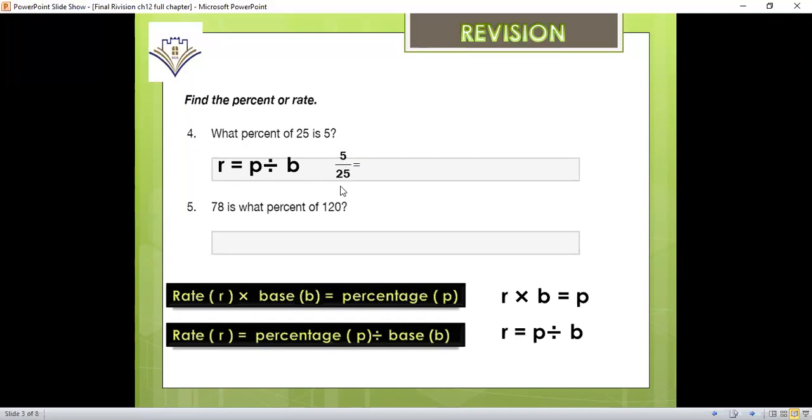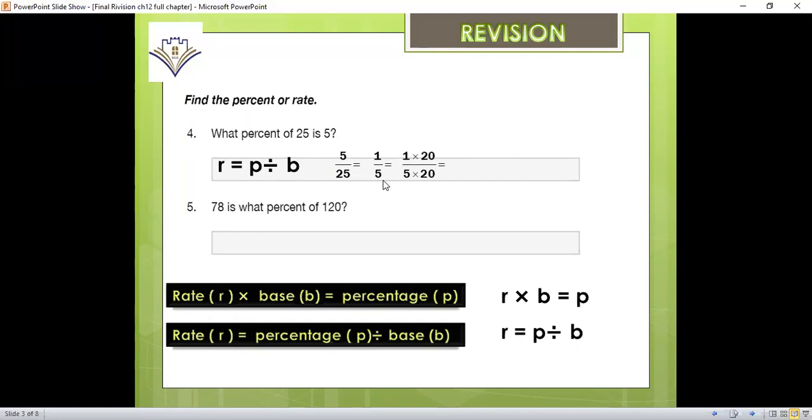Both of them are divisible by 5. 5 divided by 5 equals 1. And 25 divided by 5 equals 5. We need the percent. The percent means that the second term, the denominator, should be 100. Is it 100? No. Can you get it? Which number multiplied by 5 equals 100? Yes, 5 multiplied by 20.